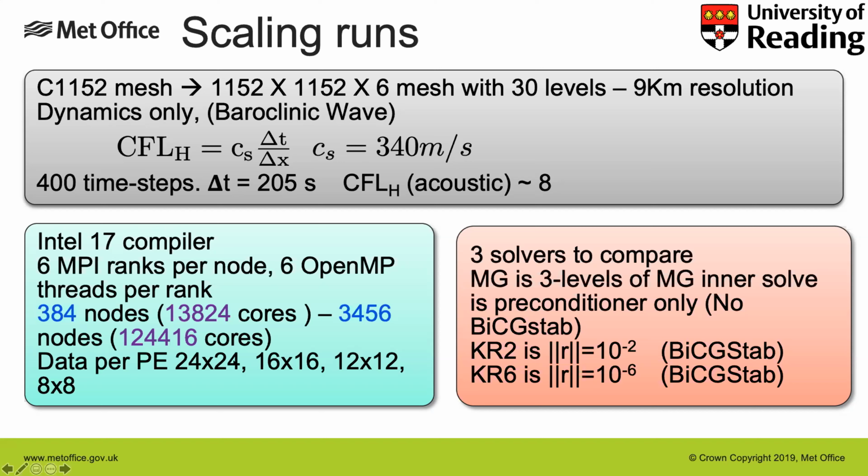So we start off with a local volume of 24 by 24 cells, each with 30 levels, and then as we scale out, we drop down to 16 by 16, 12 by 12, and 8 by 8. So the amount of data per core is getting quite small. So we are pushing into the strong scaling regime here to see how well we really can scale this problem. So let's look at some results.